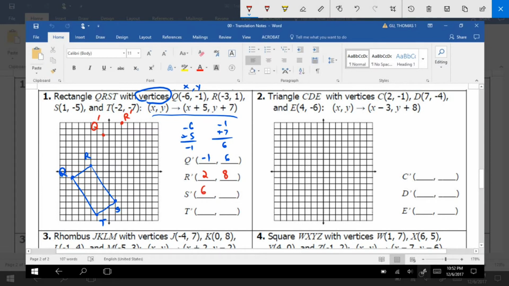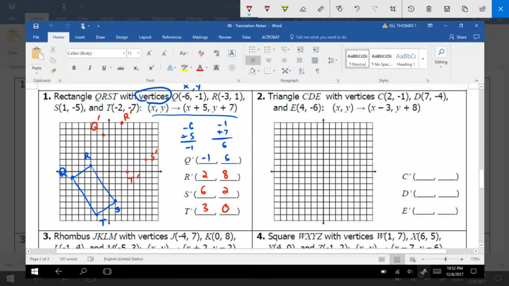And -5 plus 7. That's going to be 2. So the new S is at 6, 2. That's over 1, 2, 3, 4, 5, 6, and 1, 2 right here. S. And the new T, T prime, is going to be at -2 plus 5. That is 3. And then -7 plus 7, that's 0. So 3, 0, 1, 2, 3 right here. That is the new T, or T prime.